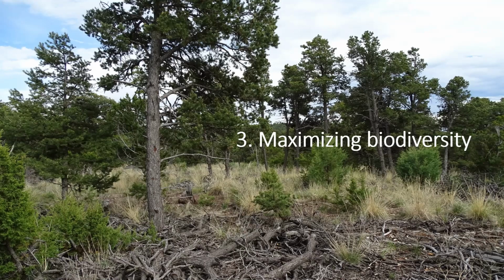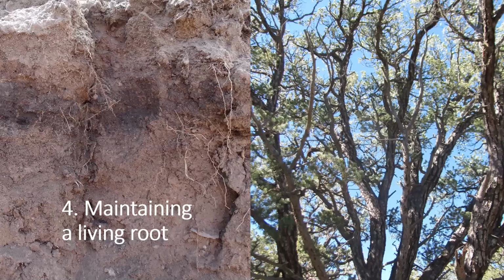The fourth principle is maintaining a living root, and that's in response to having crops that really don't develop much rooting or that are harvested after a couple of months. So living roots relate to perennial plants that photosynthesize above ground and contribute to the carbon exchanges in the soil.